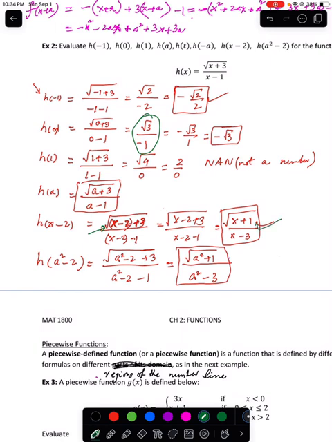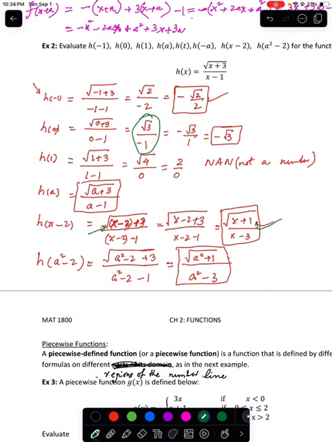Next is h of a square minus 2. So same thing, plug in for x, a square minus 2. Wherever you had x, it will be replaced by a square minus 2. And whatever else is there, that will just remain, and then we simplify. So in the top I am getting square root of a square plus 1, and in the whole thing square under the square root, and whole divided by a square minus 3. So we'll leave the answer like that.